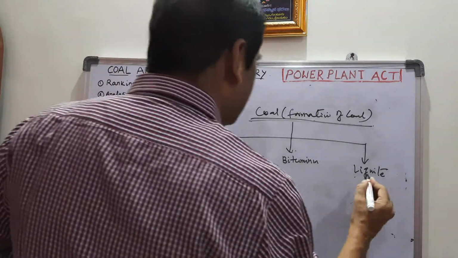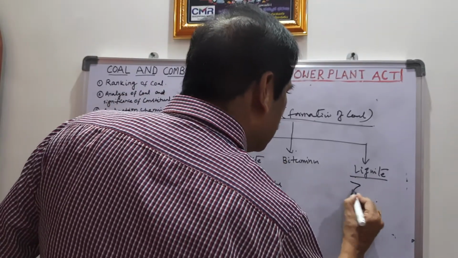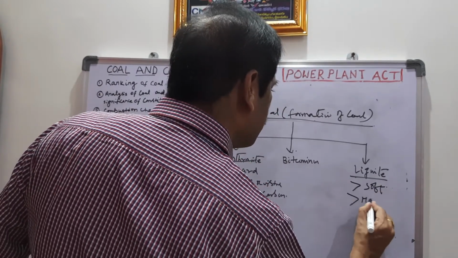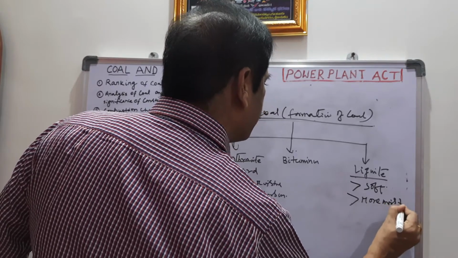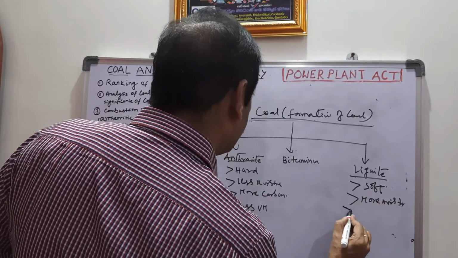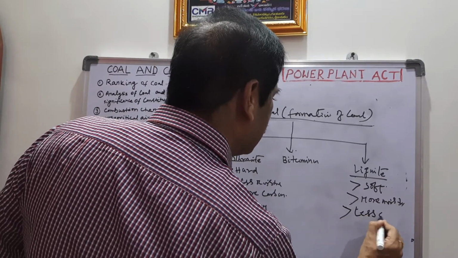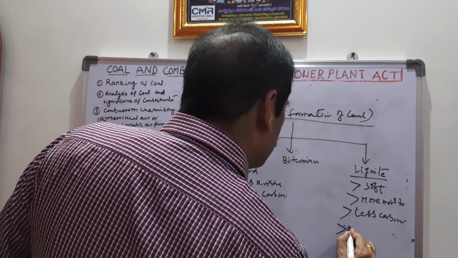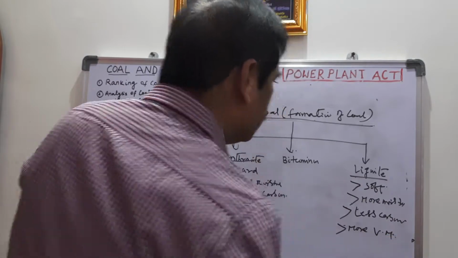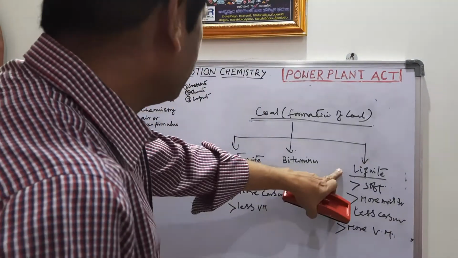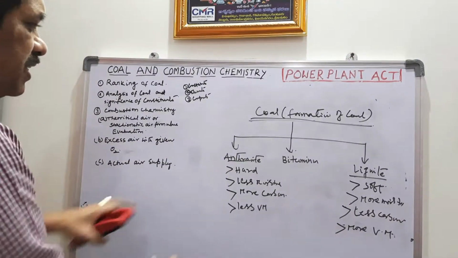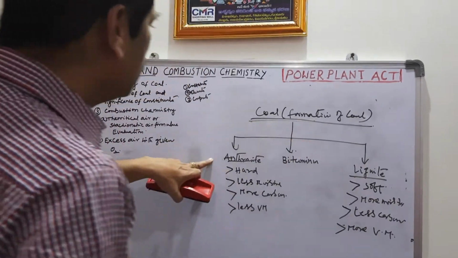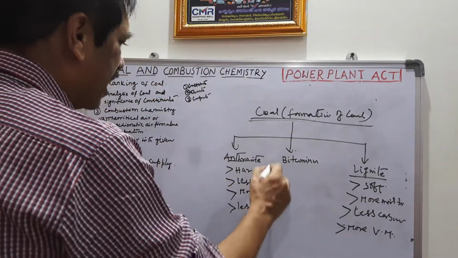On the other hand, lignite coal is a soft coal and it contains more moisture and less carbon content and it contains more volatile matter. This is the characteristic of lignite and this is the characteristic of anthracite. Anthracite is the oldest coal and lignite is the youngest coal in the formation of coal, and the characteristics are like this.